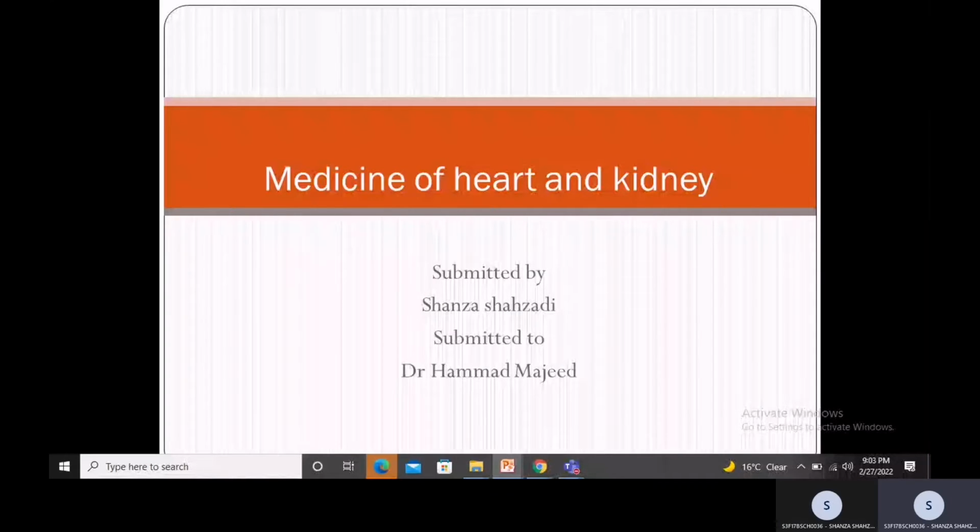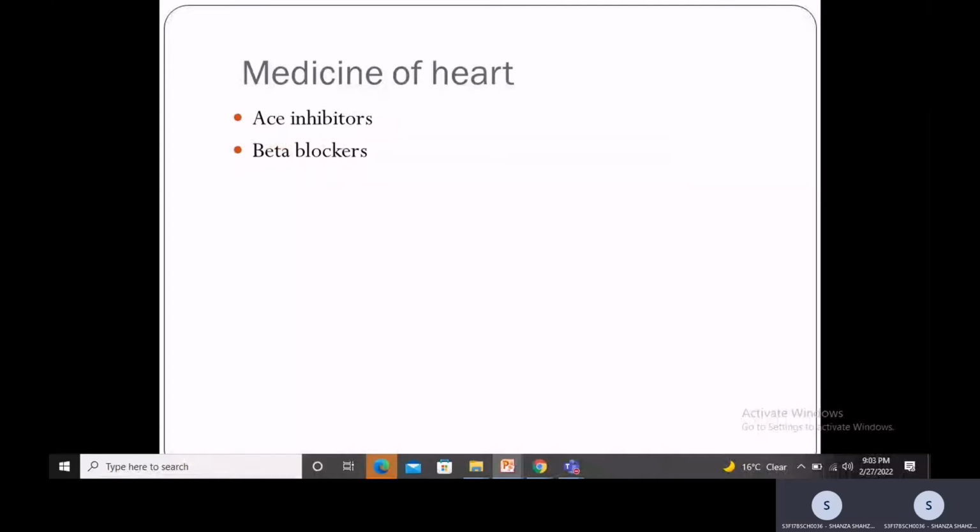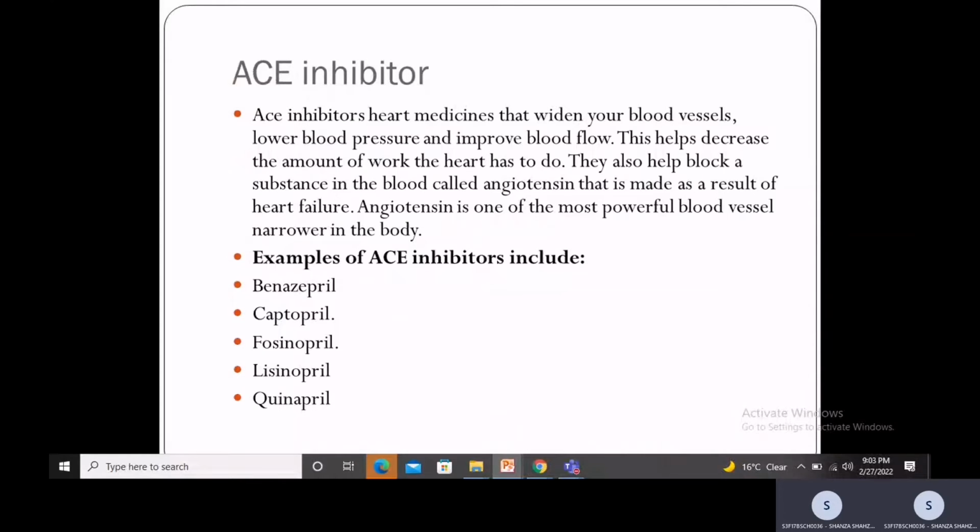In my first slide, I mentioned two medicines of the heart, ACE inhibitors and beta blockers. There are many types of medicine that treat heart diseases, but I'm discussing these two types. The first is the ACE inhibitors. ACE stands for angiotensin converting enzyme inhibitor.